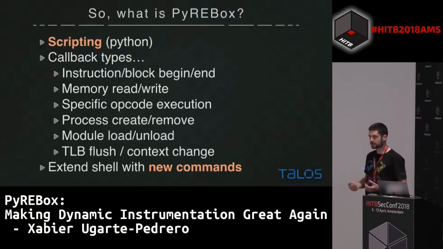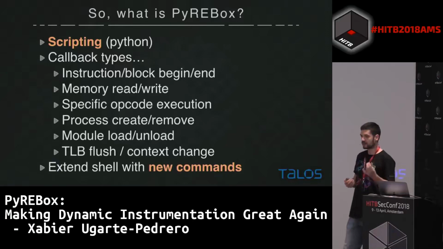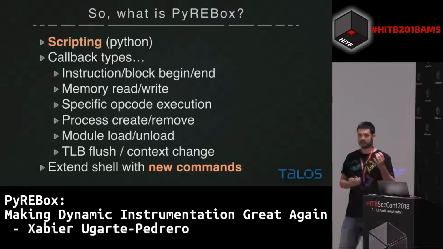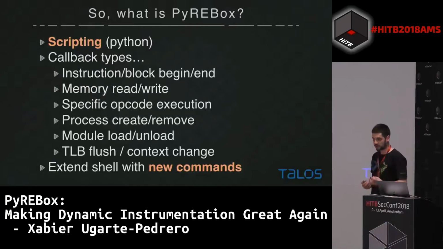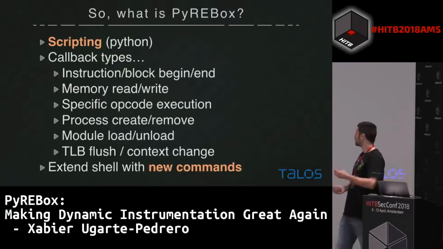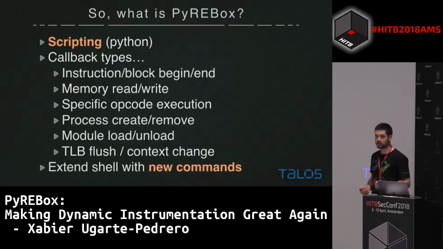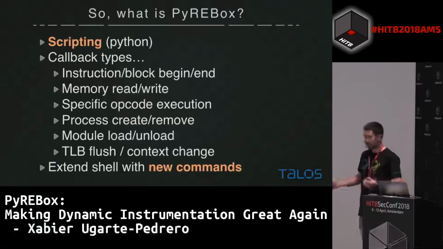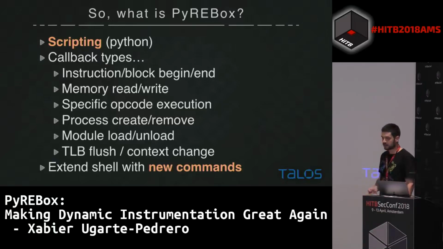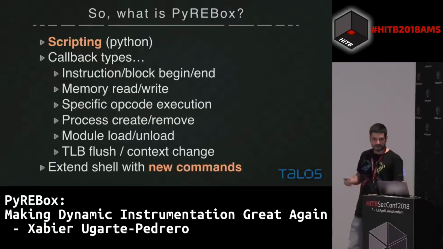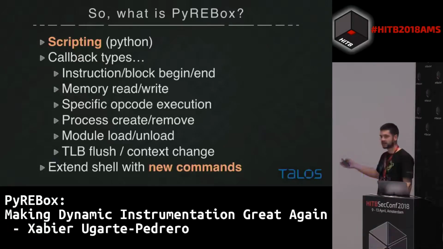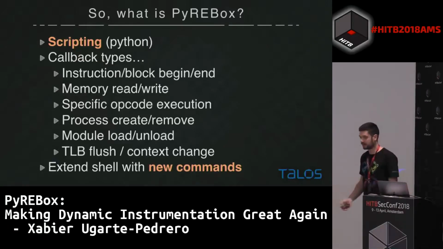They can register callbacks and can listen to events like instruction execution, like memory reads or memory writes, like the execution of specific operational codes. Whenever a process is created or removed, whenever a DLL is loaded or unloaded from a process, other system events like context change. And these scripts also allow to extend the interactive shell with new commands that can be defined in the scripts.